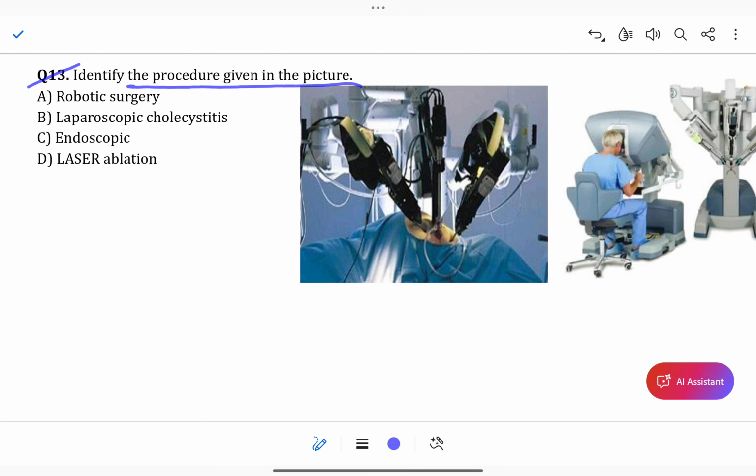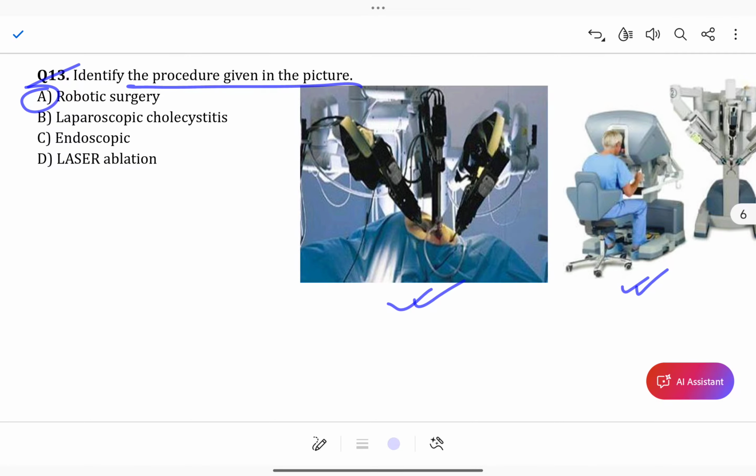Identify the procedure given in the picture. In modern, advanced technology, nowadays we are doing very advanced robotic surgery. Okay, robotic surgery. So this is robotic surgery.